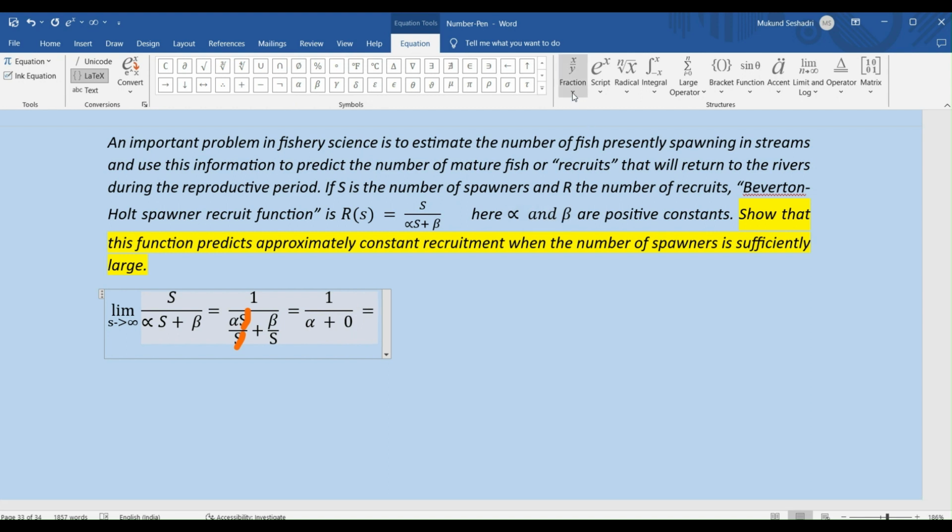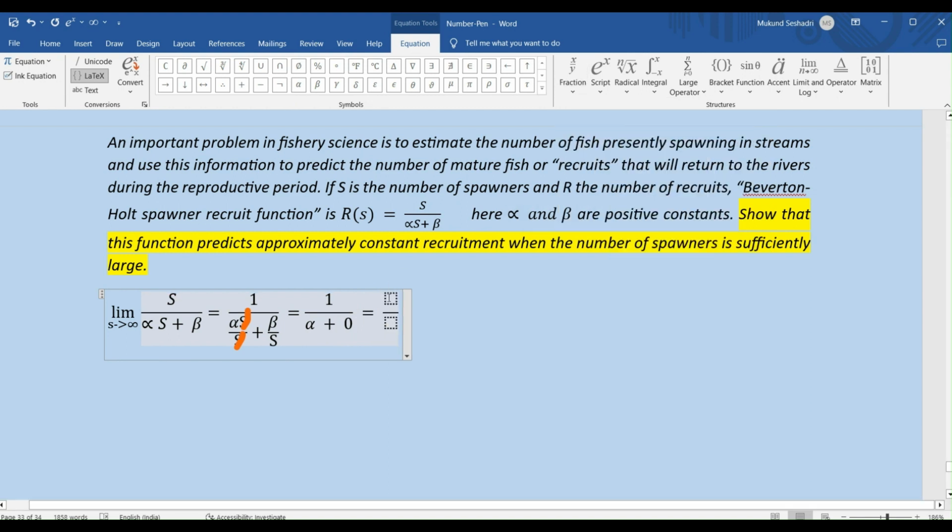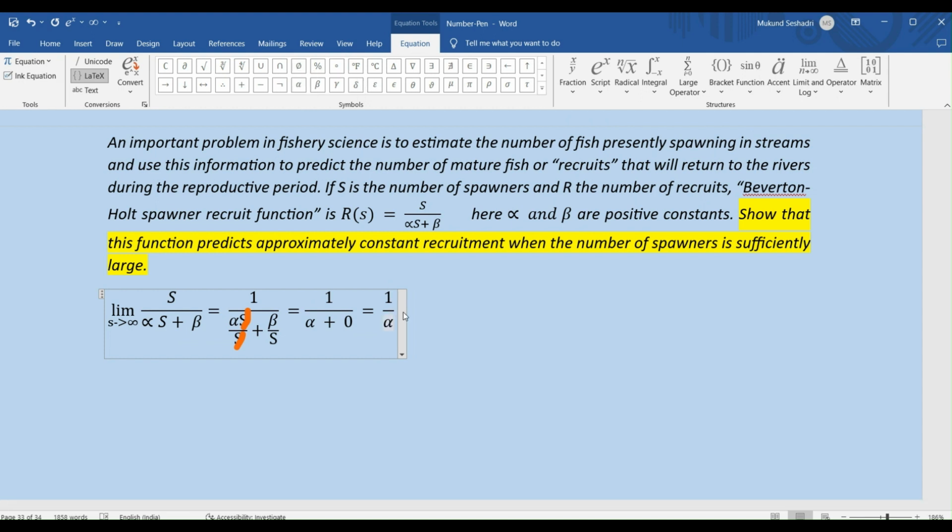We have 1 by alpha, which is indeed a constant because alpha is a constant, and therefore 1 by alpha will also be a constant. Therefore the number of recruits, as S becomes sufficiently large, which is the number of spawners becomes sufficiently large, will tend to take the constant 1 by alpha. And that's the final answer for this problem.